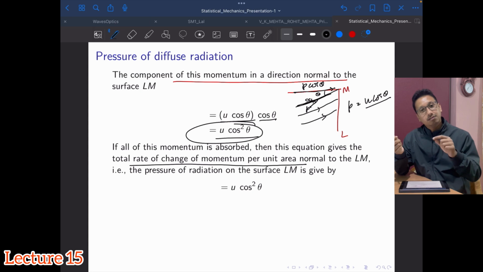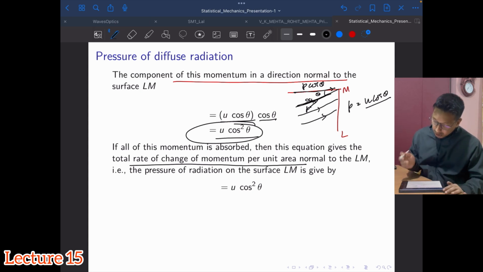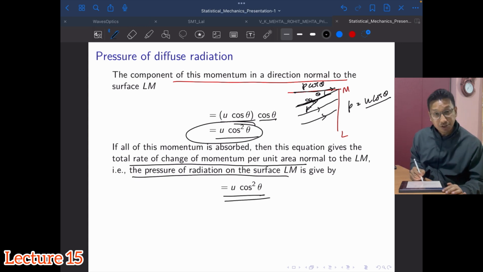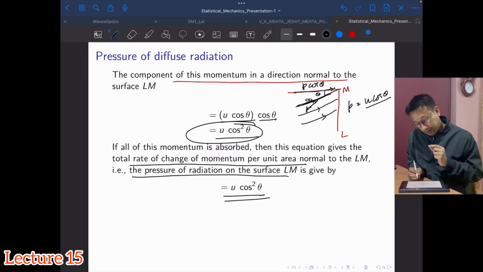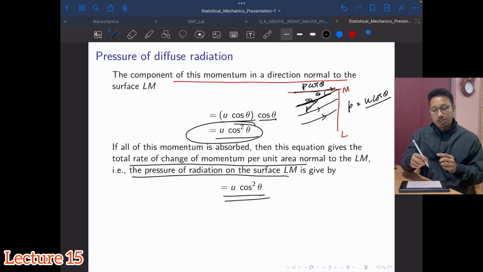Per unit area, force per unit area is pressure. So that's why the pressure of the radiation on the surface LM is given by u cos squared theta. But now the important point is that you need to account for all the radiation falling on the surface.